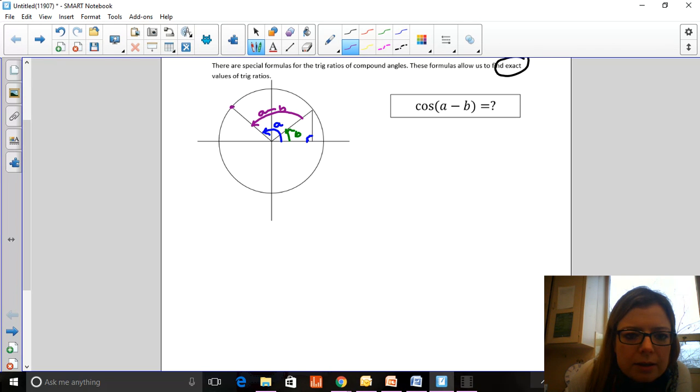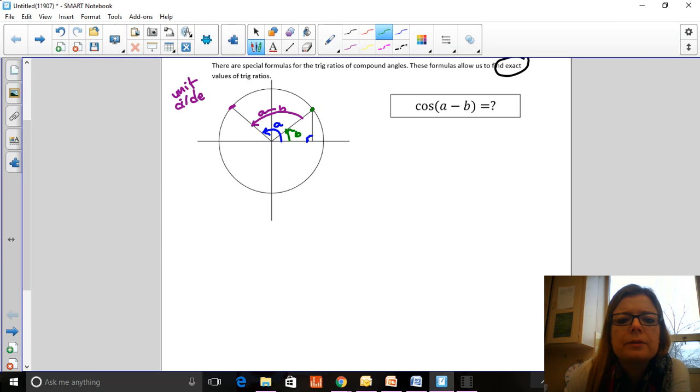Now, we're going to label these coordinates. If you can remember, cos of B is just equal to the x value, right? Assuming that this is the unit circle. We have to make that assumption. So the coordinate here would be whatever x is, which is the same as cos B. So we can say that the x value is cos B and the y value is sine B.